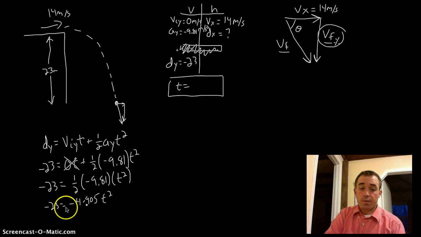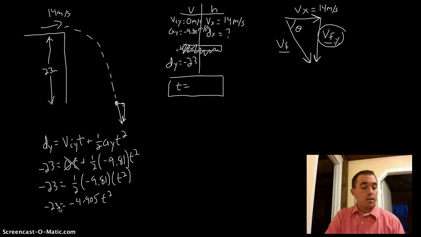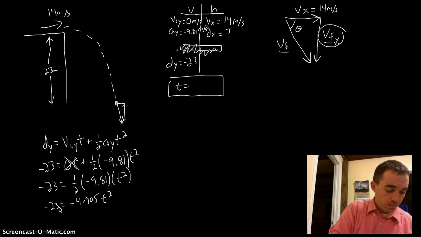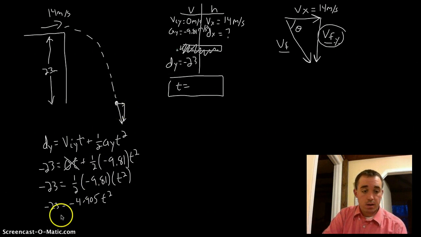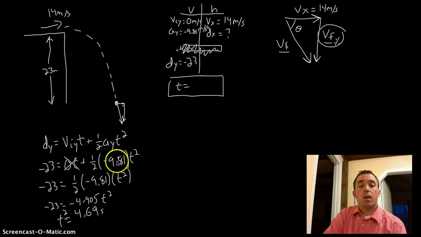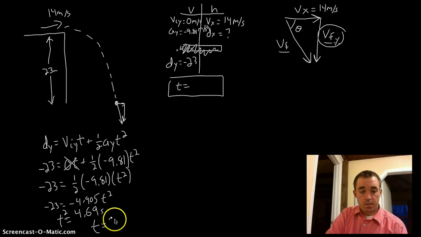I'm just going to skip a step, but you should be able to understand. You divide by the 4.905 to the other side. That's going to give you 23 divided by 4.905, which is 4.689. So t squared equals 4.69 seconds squared. To find t, you just take the square root, and you get a time of 2.16 seconds.